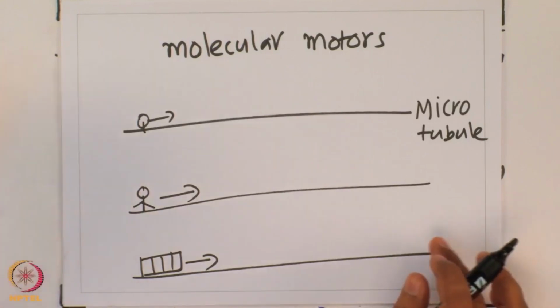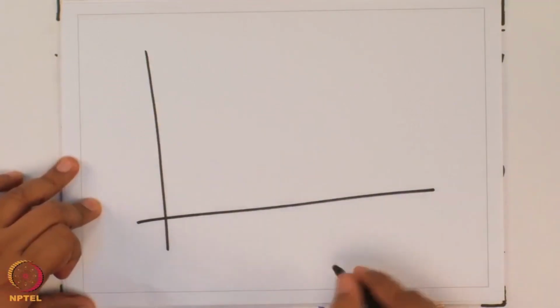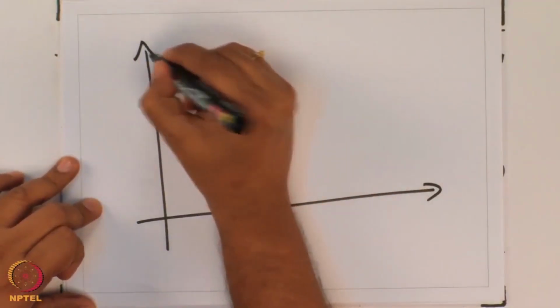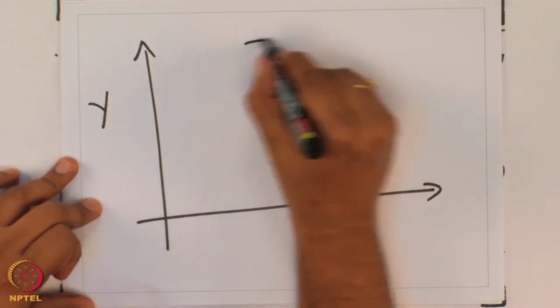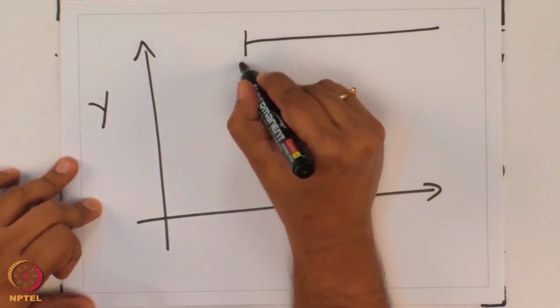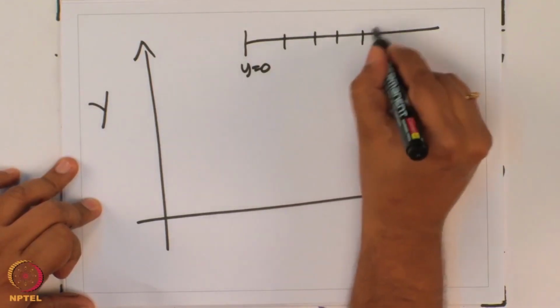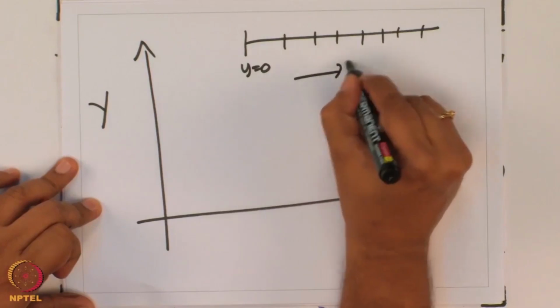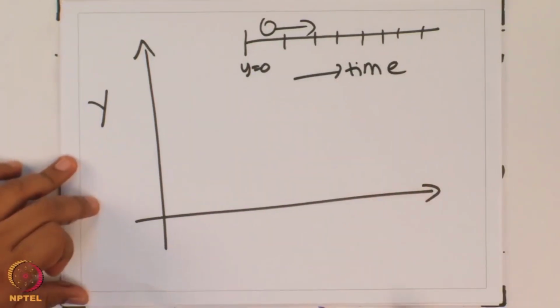Then you can ask a question: how much did it travel in time? After 1 minute, how much did it travel? If we are doing these experiments, here y is the position along this track. So this is y is equal to 0, this is y is equal to 1, 2, 3, 4, different positions as a function of time. This is moving along this track.